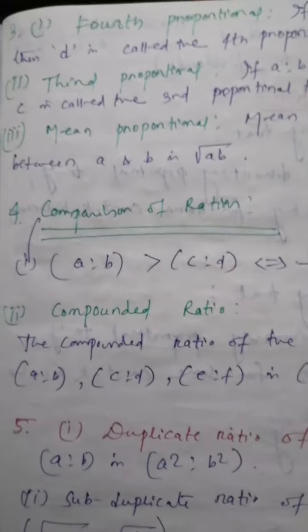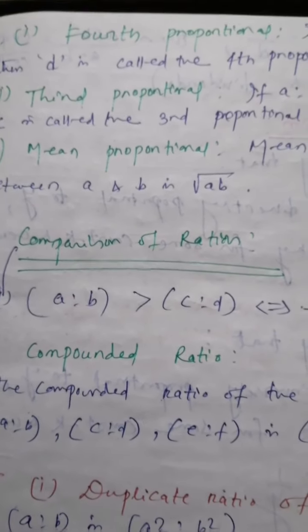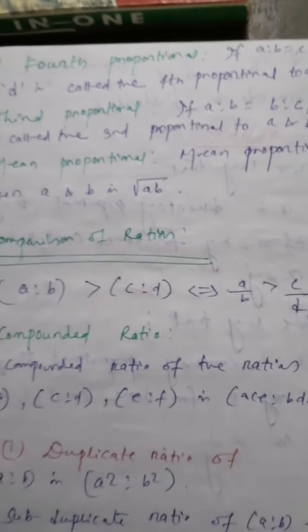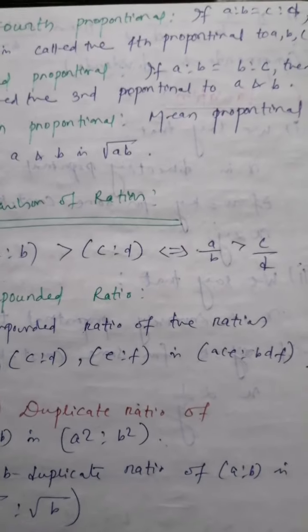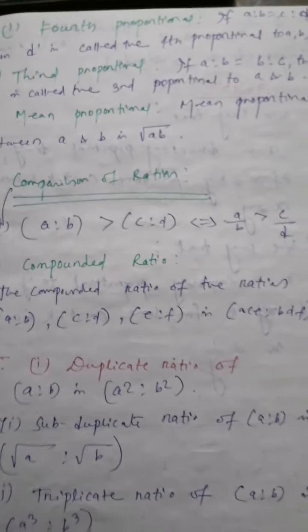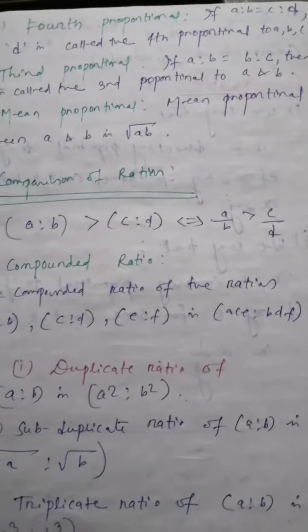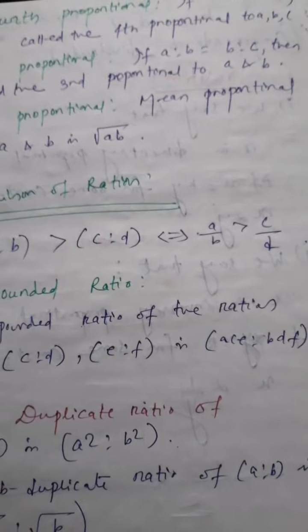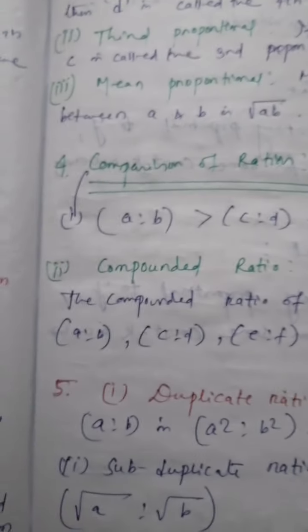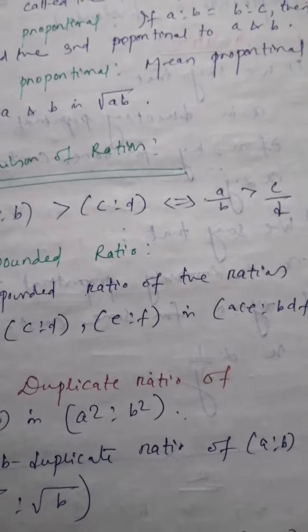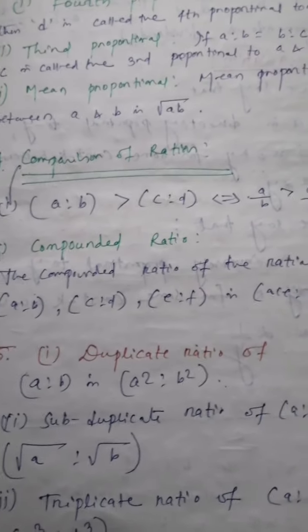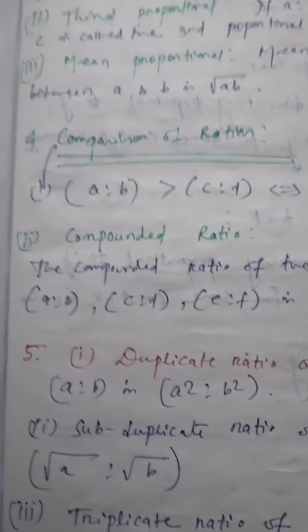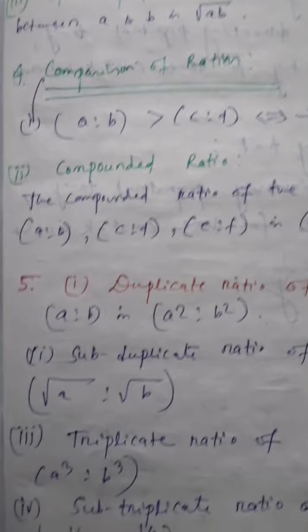Fine. Then we go to point number 3, which defines three more terms. The first one is fourth proportional. If A is to B equals C is to D, then D is called the fourth proportional to A, B, C. We just have to remember these things. Next one is third proportional. If A is to B equals B is to C, then C is called the third proportional to A and B. Similarly, the mean proportional between A and B is the square root of AB. Fine.